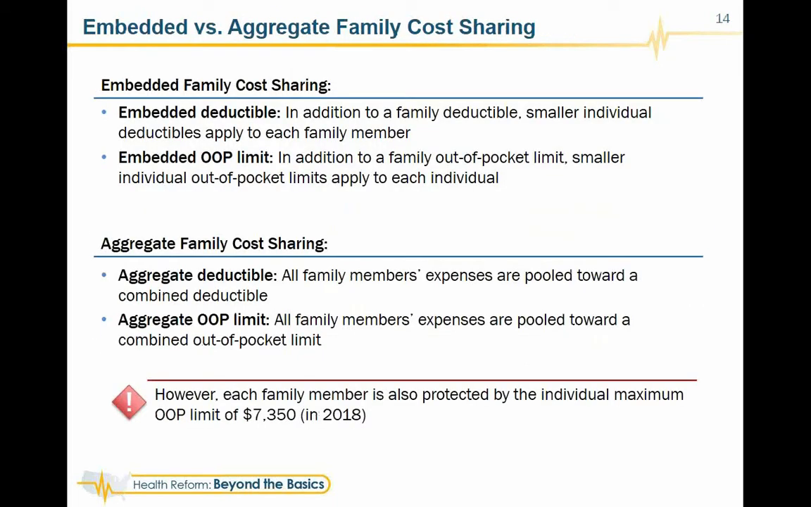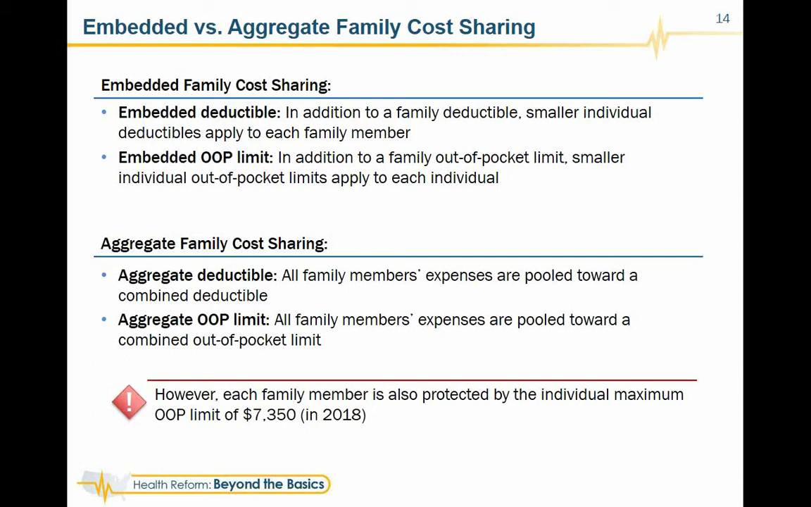Another thing when you're looking at plans for families is that there can be different types of cost sharing when there is more than one person on a plan. So one type is embedded family cost sharing, and the other is aggregate family cost sharing. It's not going to be obvious when you're looking at plan documents. It's a question that may be worth asking, particularly if a family has a member that has very high health costs. It's worth knowing how the plan will operate.